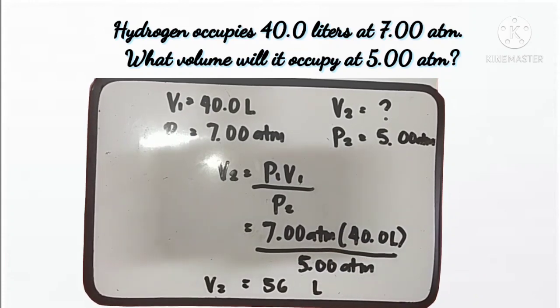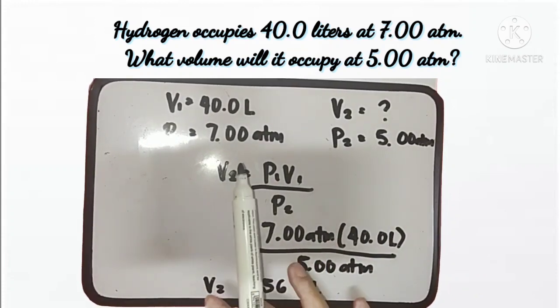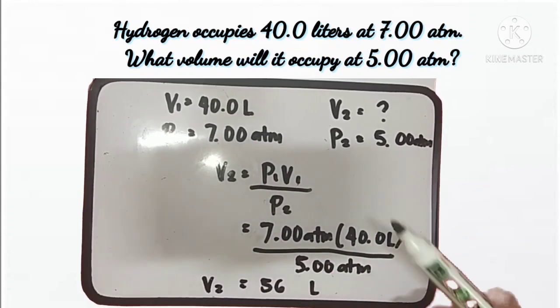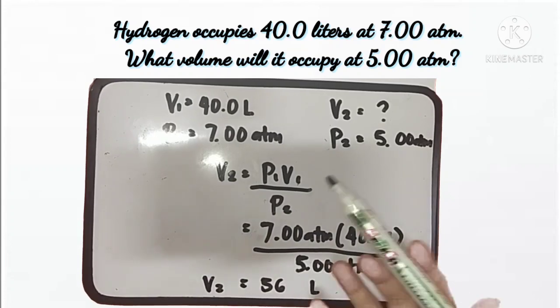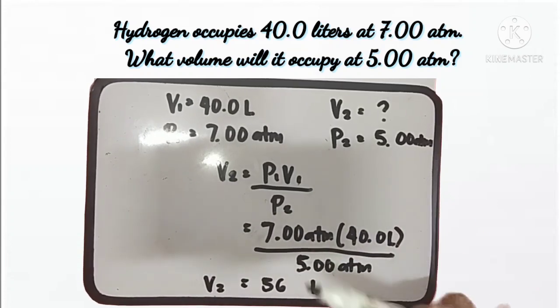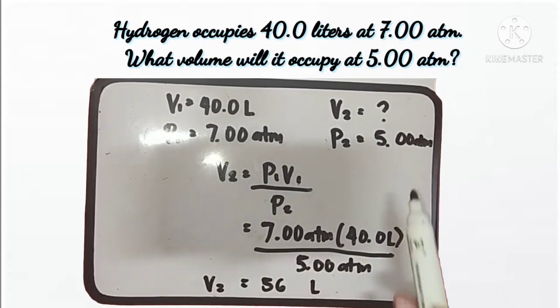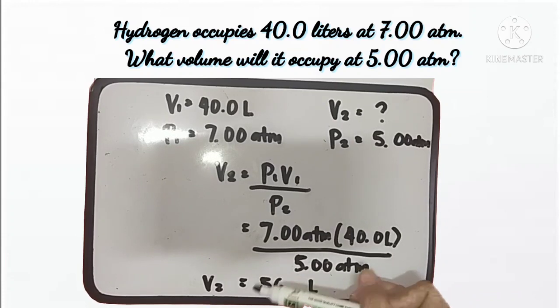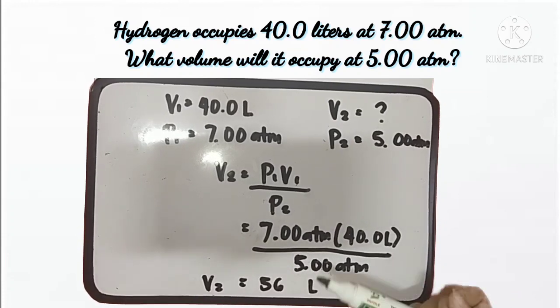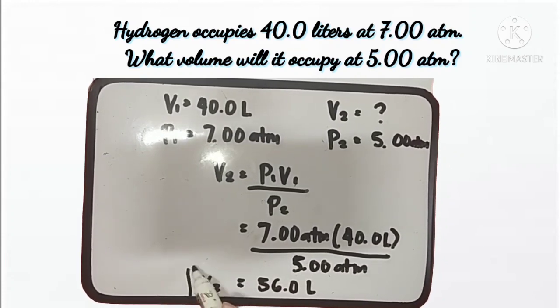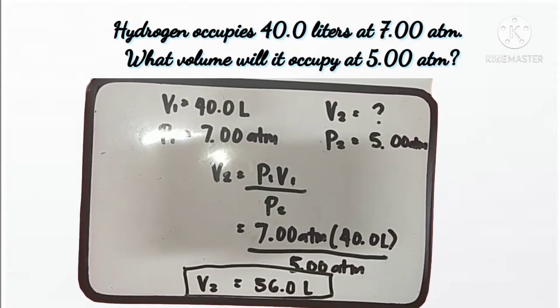Looking at our significant figures, the given has 3 significant figures. We do not have the least significant figures here since all the variables have the same significant figures. Thus, we are going to follow using 3 significant figures. Since we only have 2 digits in 56, we'll just simply add 0.0 so that we'll have 3 significant figures. So at 5 ATM, the volume will be 56.0 liters.